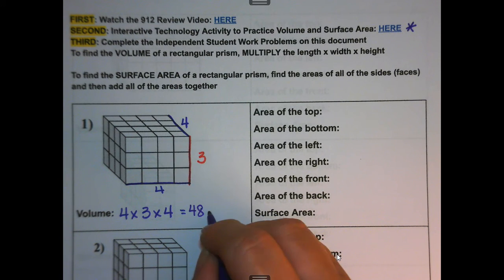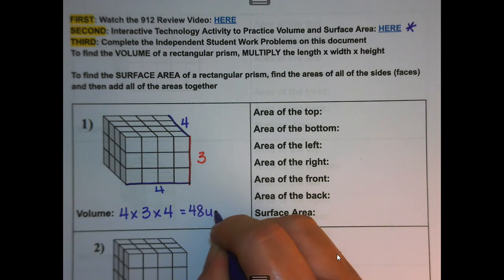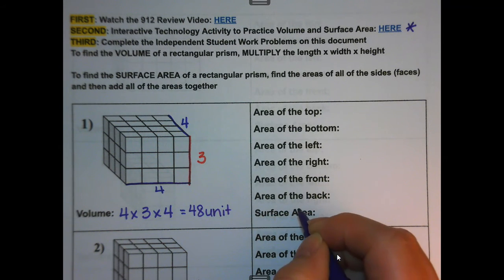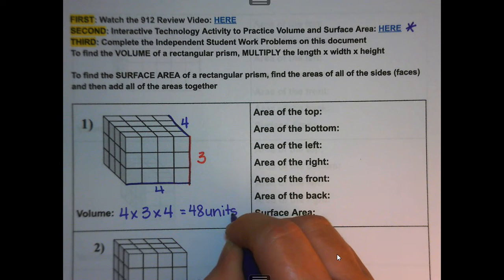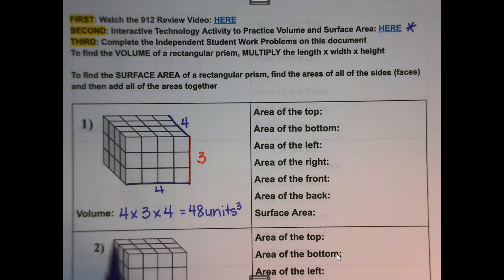So that's 48. I don't have a specific unit of measure labeled, so I'm going to call it 48 units cubed. Why cubed? Because it is 3-dimensional. I have 3 different dimensions that I multiply to get my volume of this rectangular prism, also known as a cuboid in some math circles.